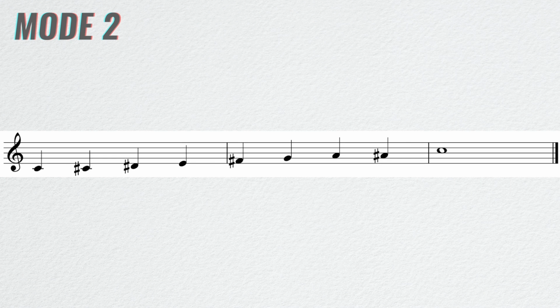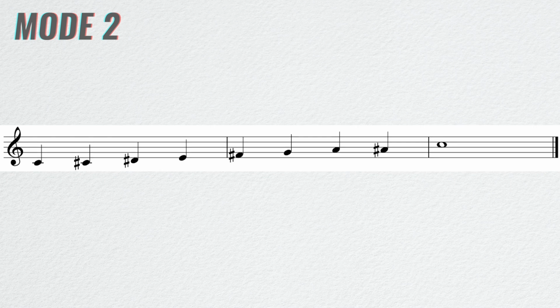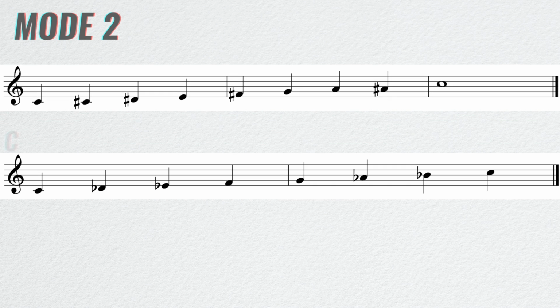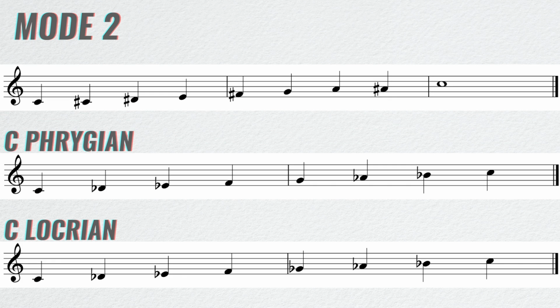The opening half step would usually give it away pretty easily at first listen, but make sure you don't get it mixed up with Phrygian and Locrian modes, as those two also start with half steps. Take a listen at the first 4 notes of Phrygian and Locrian modes.